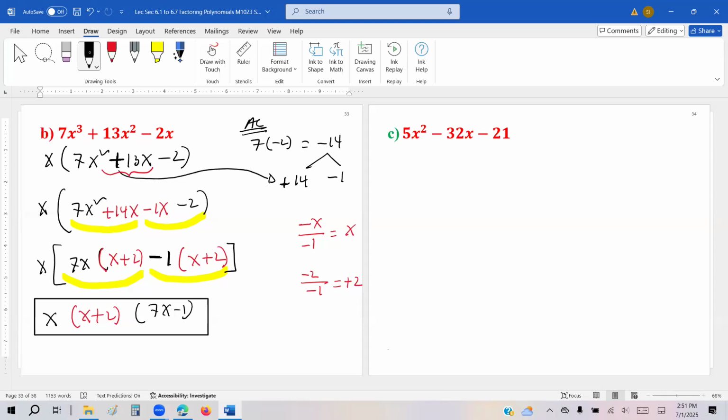Sorry, how did you get a minus 1? No, 7x minus 1 is the answer. In both groups you have x plus 2, x plus 2. When you factor out x plus 2, you are left with 7x in the first group. And if you pull out x plus 2, you are left with minus 1 in the second group. So 7x minus 1.